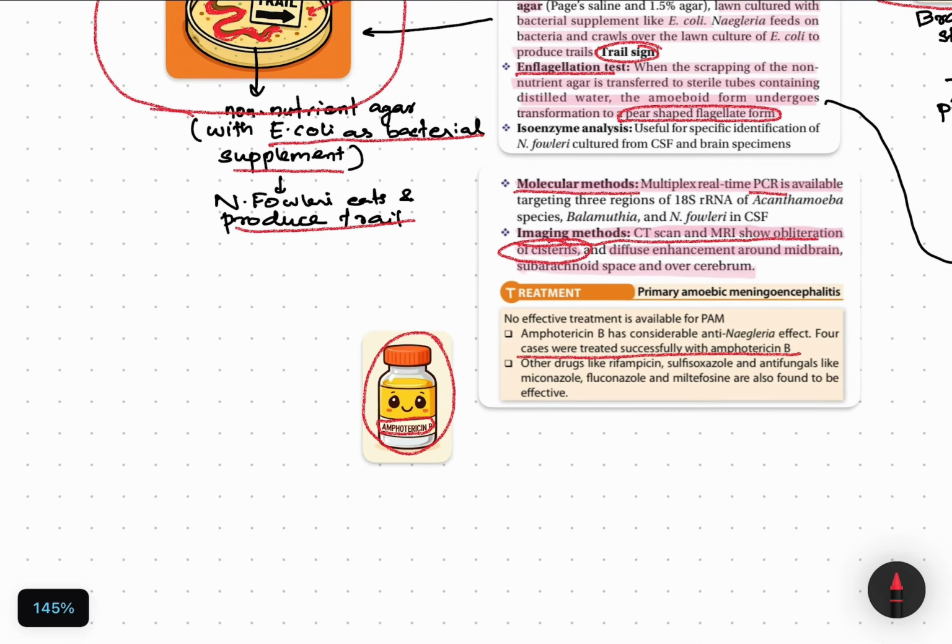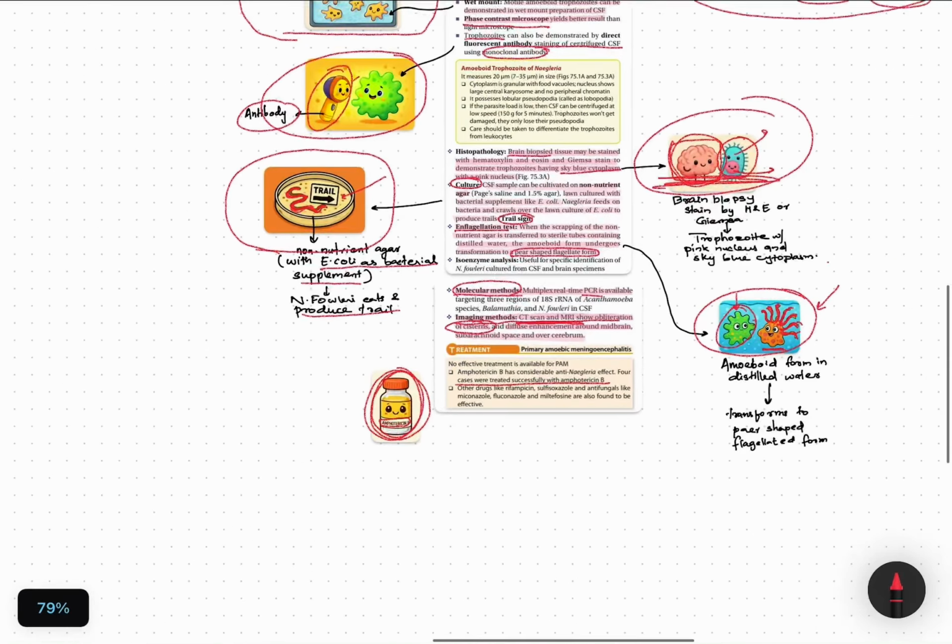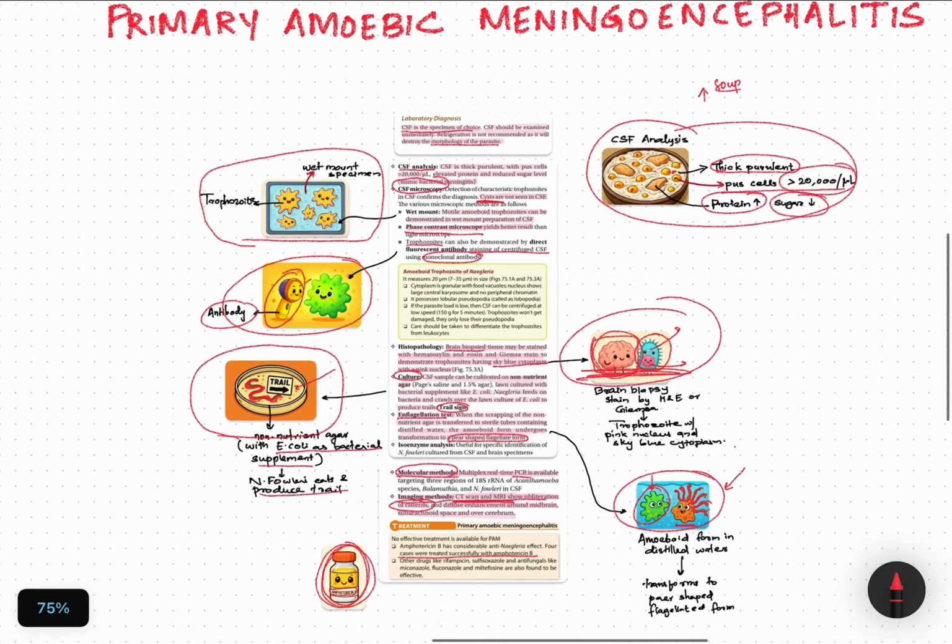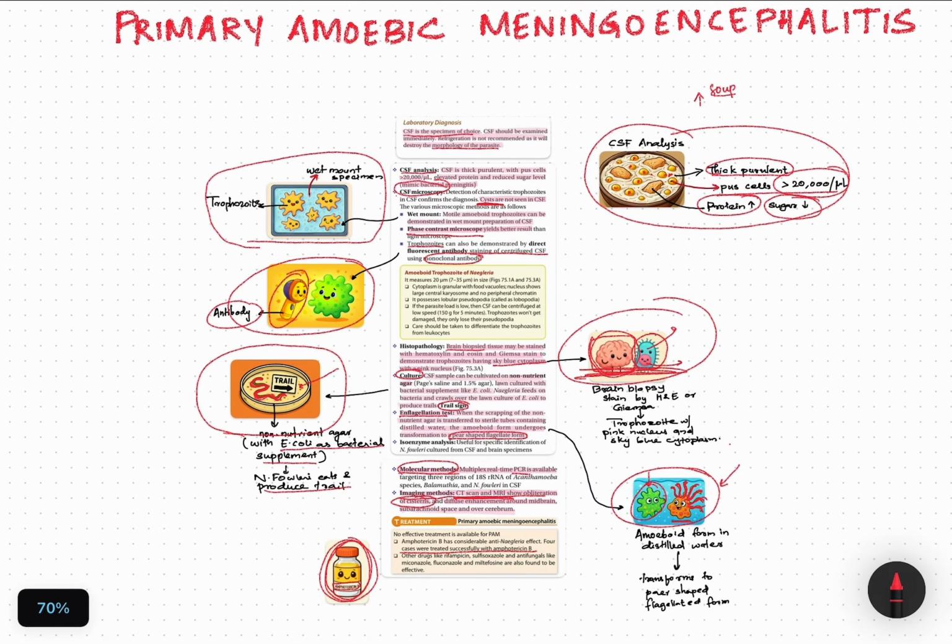And then finally you can add molecular methods such as PCR and imaging. Since this is something in the brain, if something happens to your brain, immediately the doctor will order a CT or MRI, right? So imaging methods like CT and MRI can also be written, and this is a fatal disease, not much of a cure is present. So amphotericin B has some kind of anti-Naegleria effect. You can write it down and finish your answer with it. So this was my trick for studying the lab diagnosis of PAM.